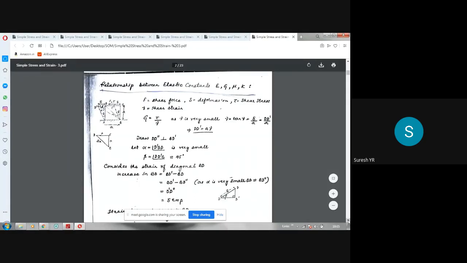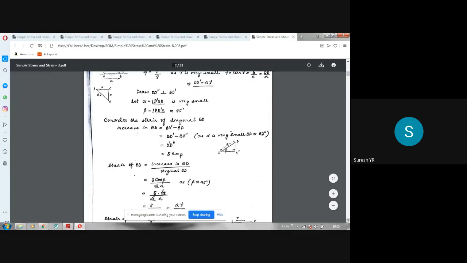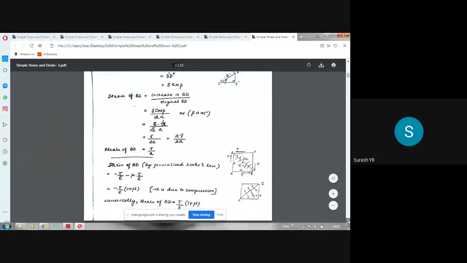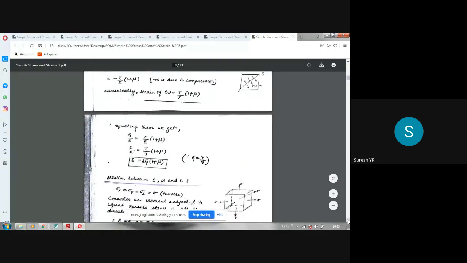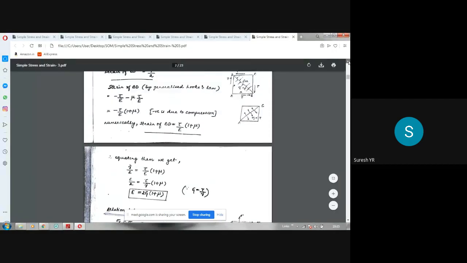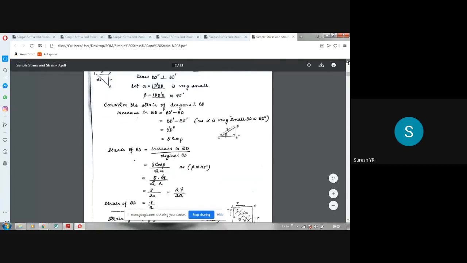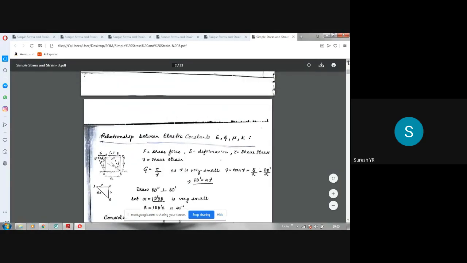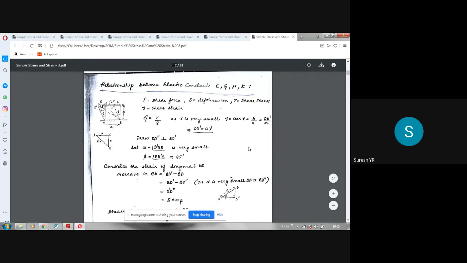So that is the thing. So this is about simple shear and or pure shear. Now two important derivations are there. I will just explain one derivation now. You have got four elastic constants. So this is also an important derivation. Four elastic constants. We have already studied all the four elastic constants.